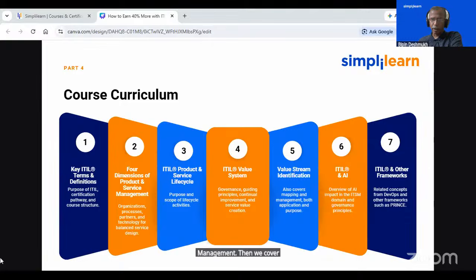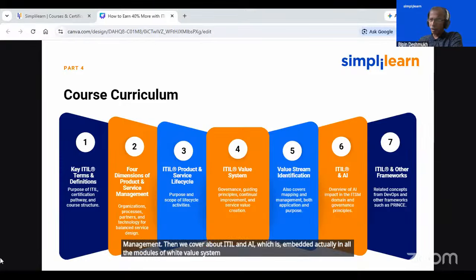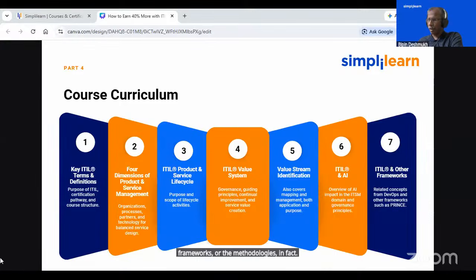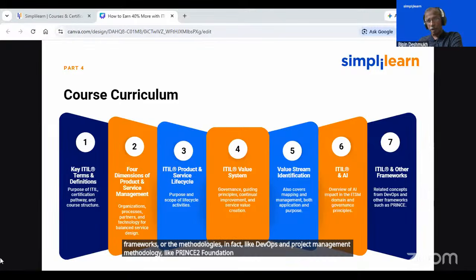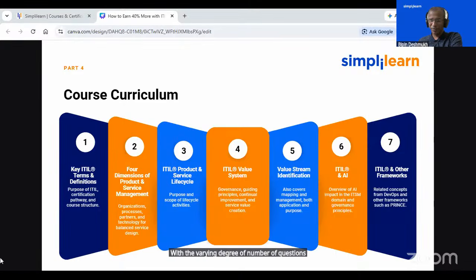Then we cover ITIL and AI, which is embedded in all the modules of the value system. And finally, we cover the last chapter, which is module 10, shown here as chapter 7. It is related to ITIL and other frameworks or methodologies, like DevOps and project management methodologies like PRINCE2 Foundation and Practitioner, and PRINCE2 Agile. So each and every area specified here is examinable, with a varying number of questions.